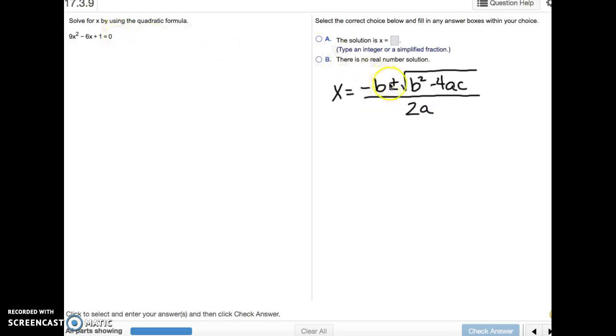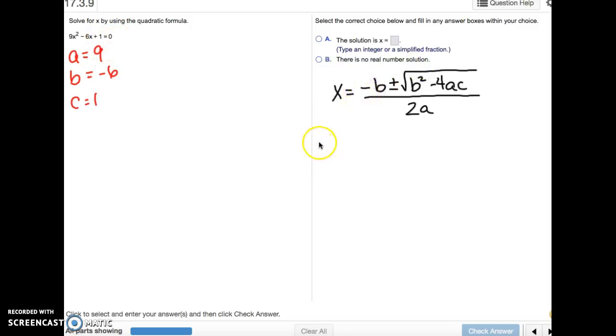The A's, B's, and C's over here refer to these numbers that are in our equation. So, as we've been doing for the last 2 chapters, the A is 9. The B is -6, and my C is 1 on this example. And remember, before you can start, you have to have it equal to 0. If it's not equal to 0, we're going to have to move some stuff.